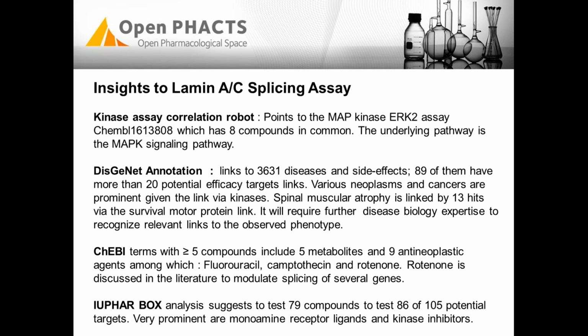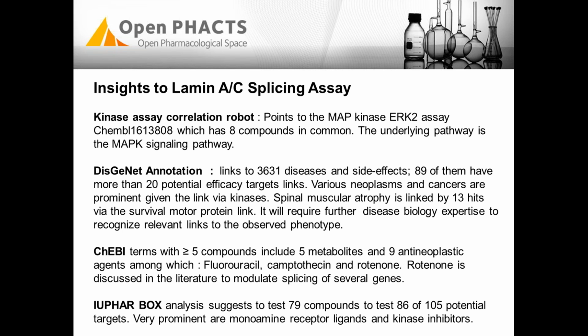Jaccard is pointing with 5 compounds to include 5 metabolites and anti-neoplastic agents, counts with more than 5 compounds, and these include fluorouracil, camptothecin, and rotenone. And rotenone is a compound in the literature discussed to modulate splicing of several genes.